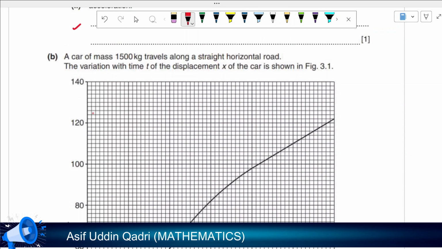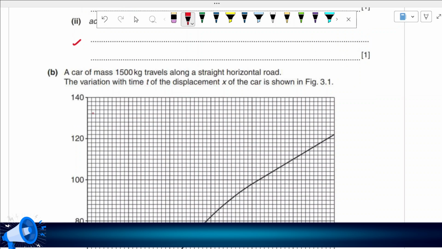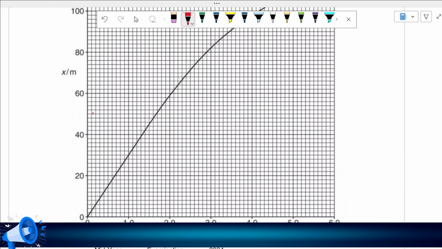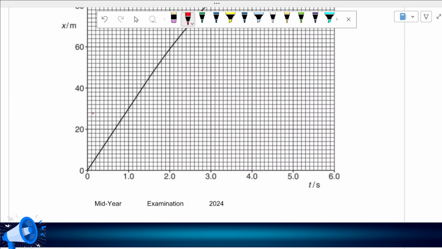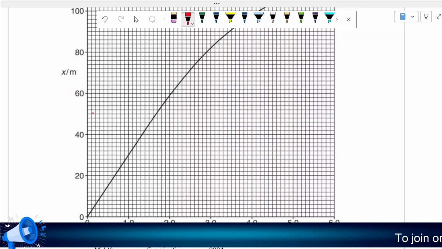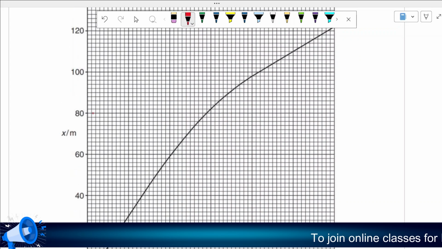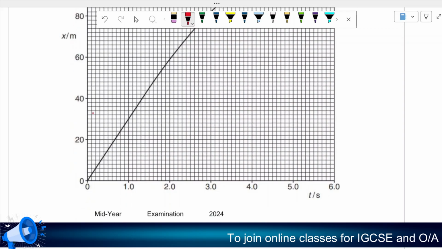A car of mass 1500 kilograms travels along a straight horizontal road, and you are provided with a displacement time graph. Use figure 3.1 to describe qualitatively the velocity of the car during the first 6 seconds of the motion. Give reasons for your answers. So we are provided with the displacement time graph, but we have to answer for the velocity.